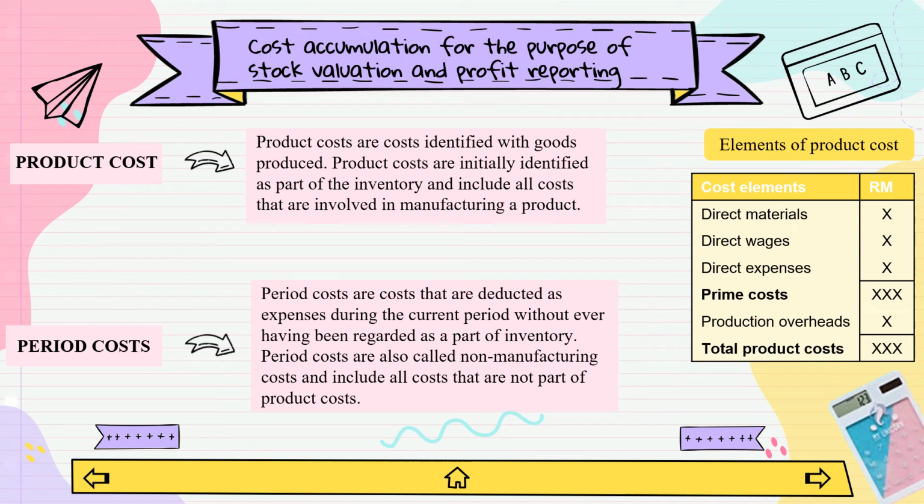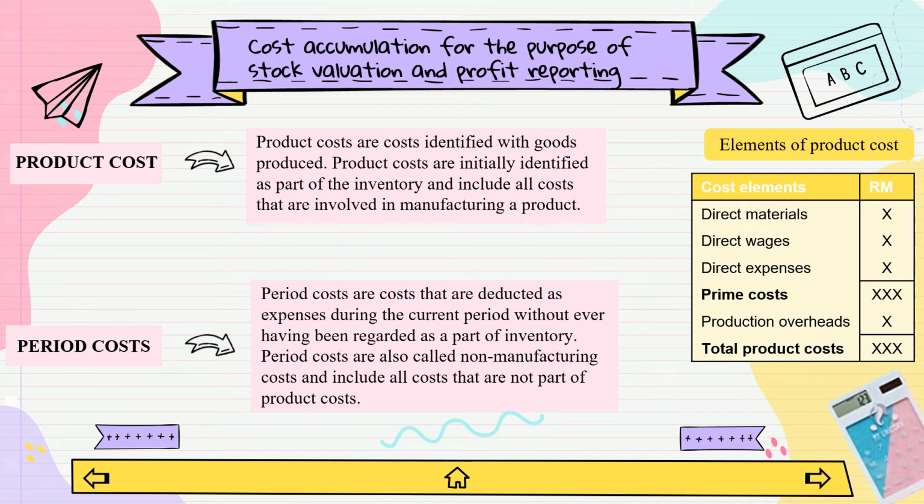Okay, I will present about cost accumulation for the purpose of stock valuation and profit reporting. The first cost accumulation is the product cost. Product costs are costs identified with goods produced. Product costs are initially identified as part of the inventory and include all costs that are involved in manufacturing a product. Elements of product cost: direct materials, direct wages, direct expenses, prime cost, production overhead, and total product cost.